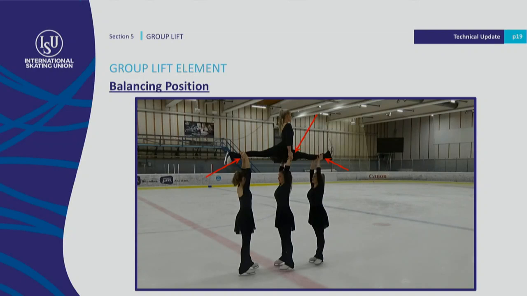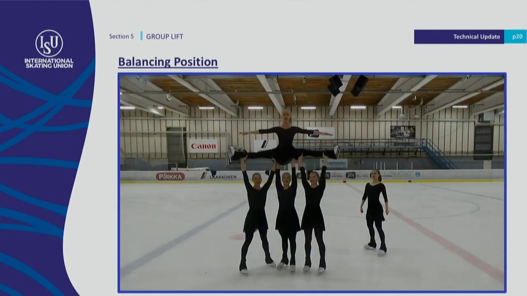In the photo you can see that the lifted skater is supported at hands, wrists, red arrow, and at the ankles close to their boots. And the supporting skater may hold the lifted skater with one or both hands. This is an example of another balancing position when the lifted skater is in a middle full split position.